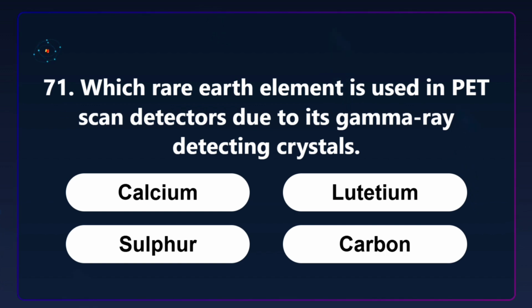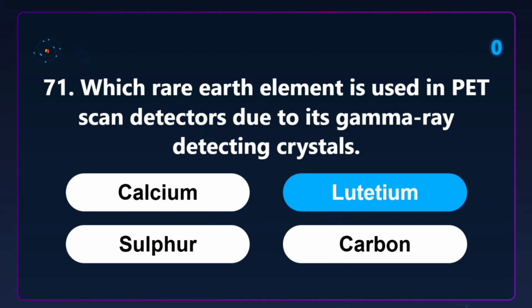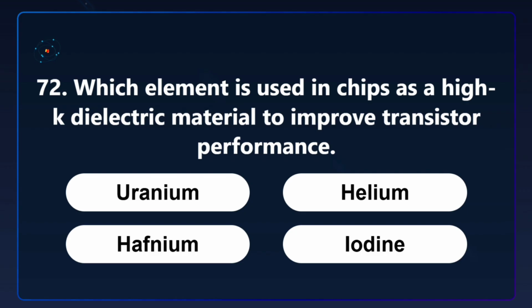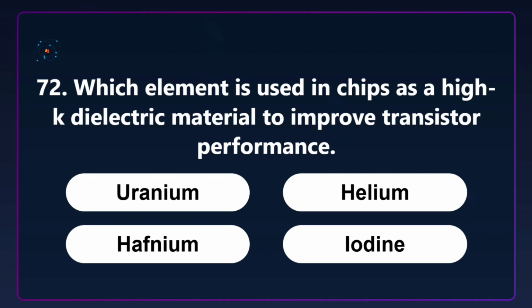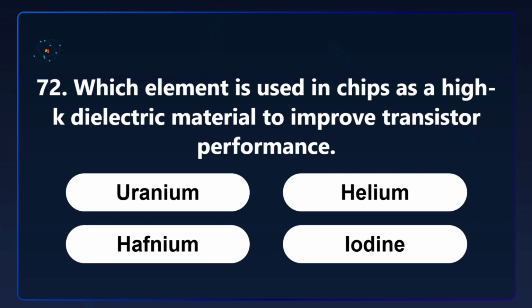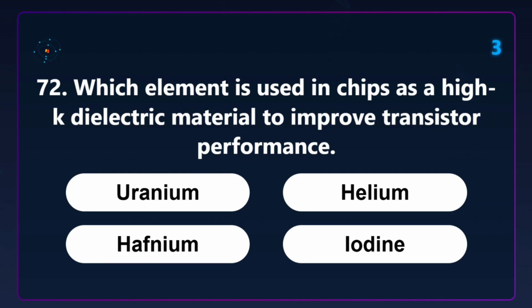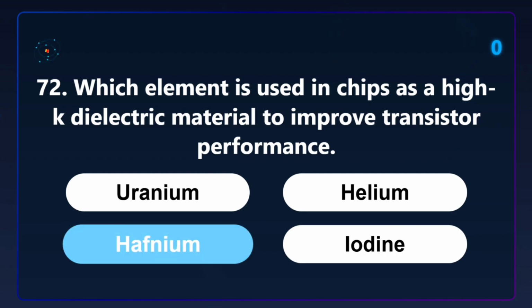Which rare earth element is used in PET scan detectors due to its gamma ray detecting crystals? The answer is lutetium. Question 72. Which element is used in chips as a high-K dielectric material to improve transistor performance? The answer is hafnium.